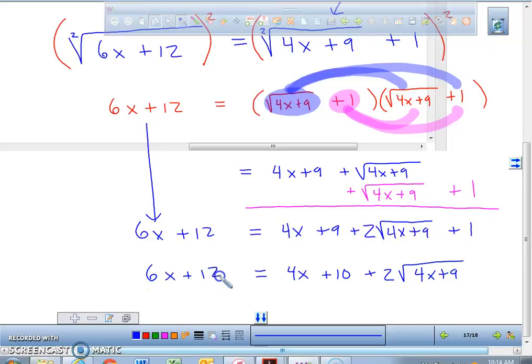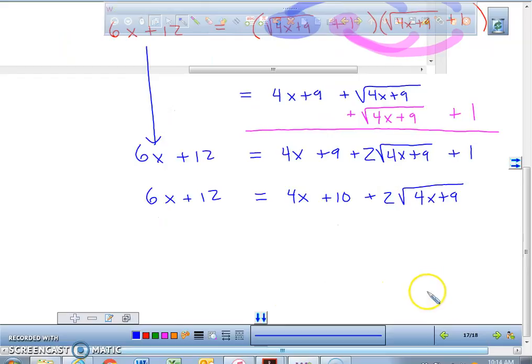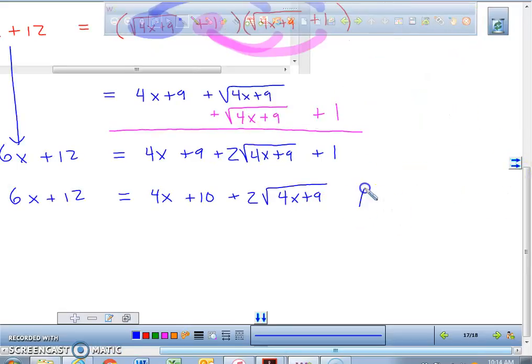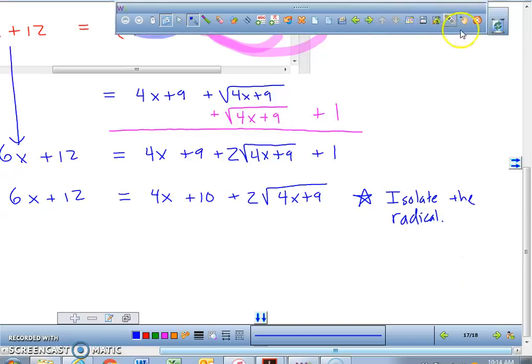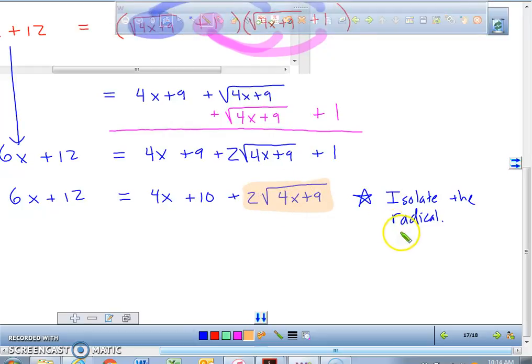And now we come to the most important part of the process, and that's where do we go from here when we still have a radical that we're dealing with. In your journal right now, I want you to put a star next to this and write, we need to isolate the radical. That's the most important part right now. I'm going to highlight the radical so you know what I'm talking about. This part of the equation is the radical, and I need to get this part of the equation by itself.